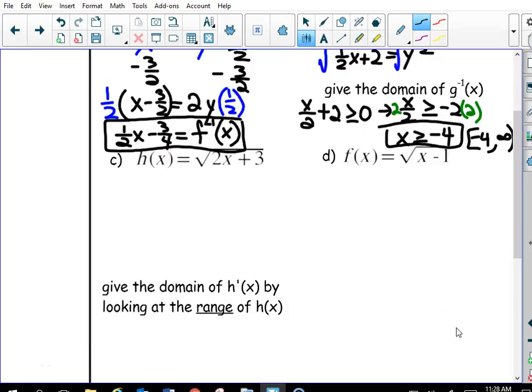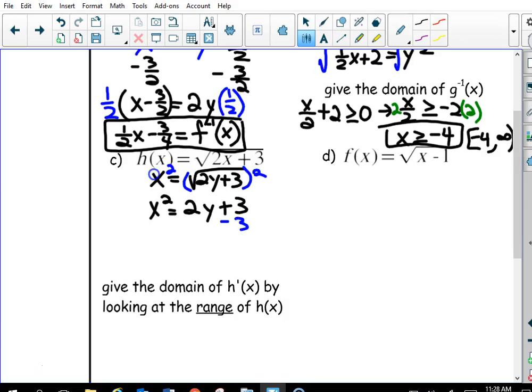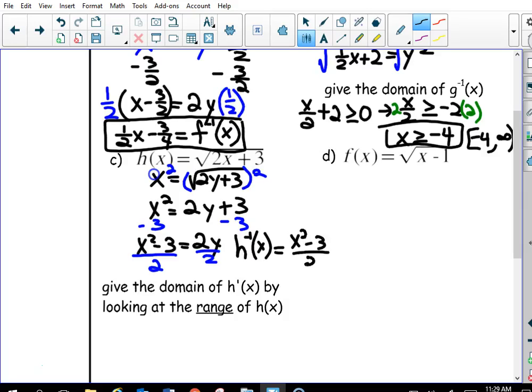Okay, continuing with just calculating inverses. Start by switching x and y. Solving for y, we need to square. So the inverse, and this is called h, so h to the negative 1 of x is going to be x squared minus 3 all over 2.